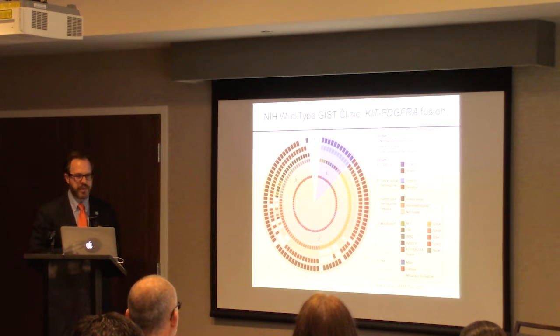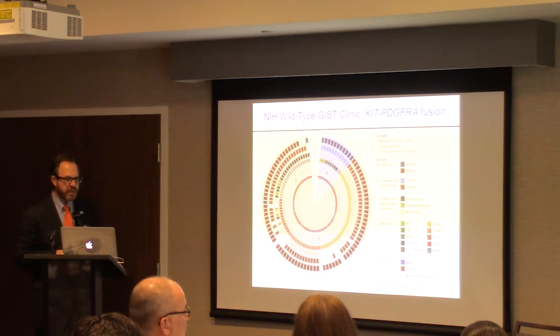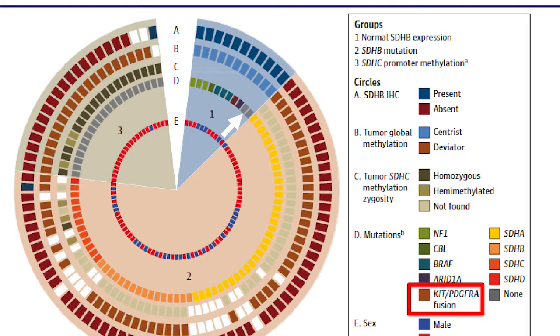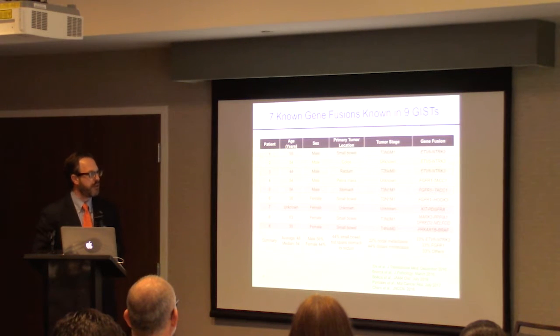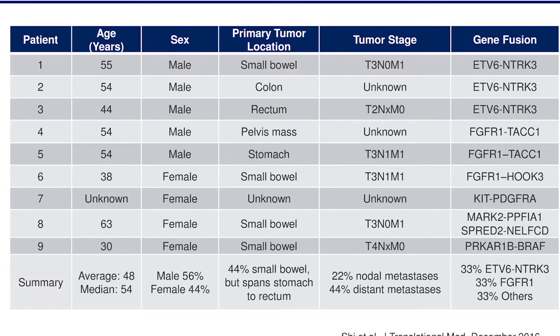Somewhere around the same time, the NIH group came out with their study looking at the NIH wild-type clinic and identified another patient with a fusion. It turned out to be a KIT PDGFR fusion. So what we're starting to add on here is that we're starting to understand that these fusions can occur most commonly in the small bowel, but they can occur other places, as you can see here, but rarely do we see them in the stomach.